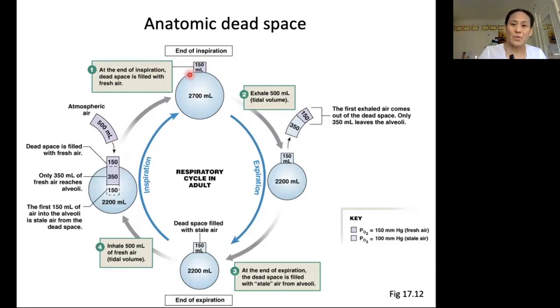So the upshot of this whole figure is that whenever we breathe in and out, even though we're breathing about 500 milliliters, we're only able to make use of about 350 milliliters of that breath. Only that 350 milliliters is taking part in gas exchange. The rest is just getting trapped in our airways and is not being utilized.